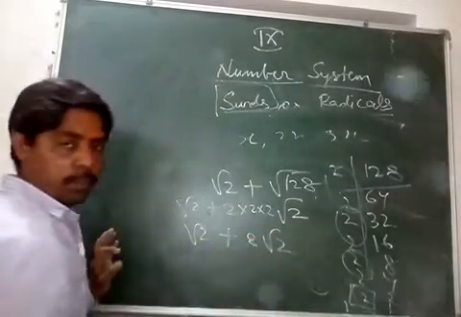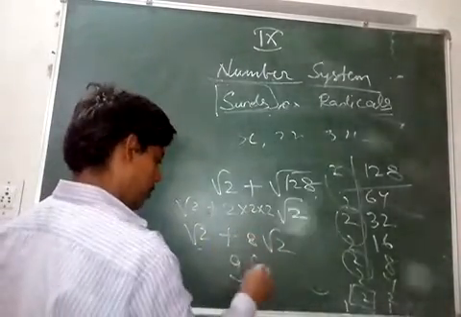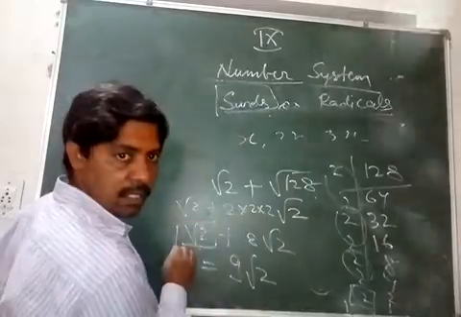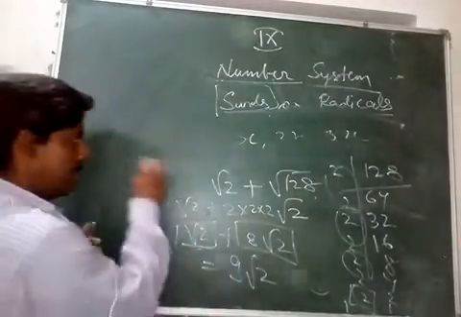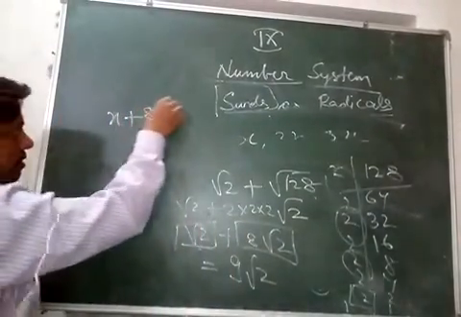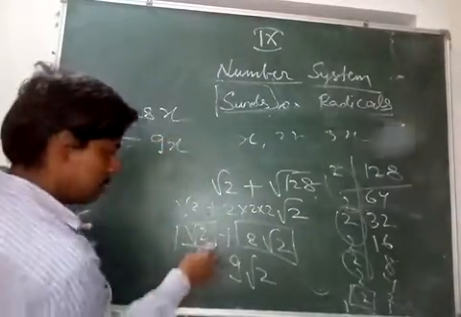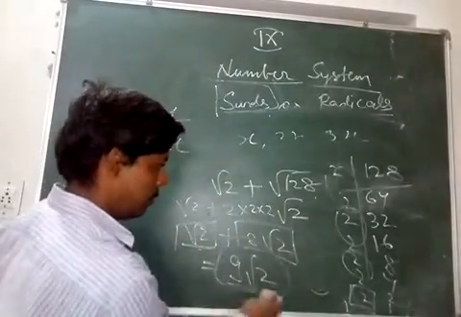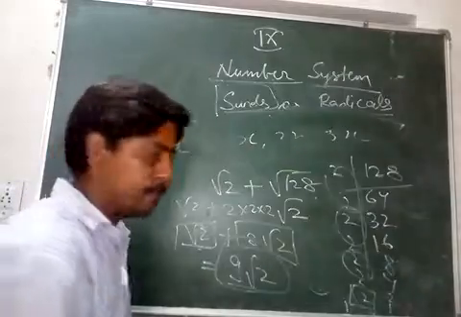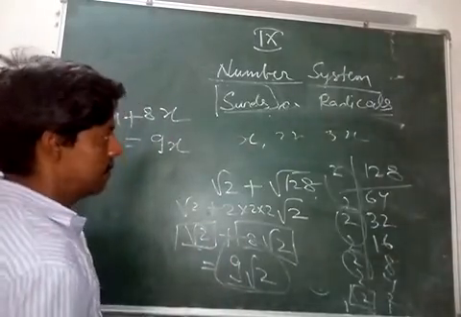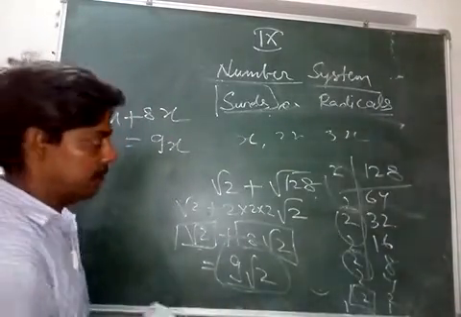Now what is root 2 plus 8 root 2? 9 root 2. Okay, just like what is x plus 8x? Somebody asks you what is x plus 8x? You write 9x. Similarly, what is root 2 plus 8 root 2? 9 root 2. So this is how you solve. Okay, solve the simple questions based on addition and subtraction.